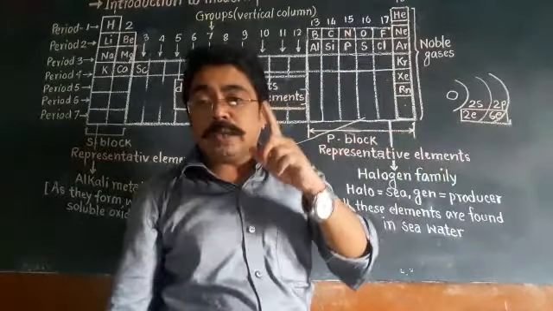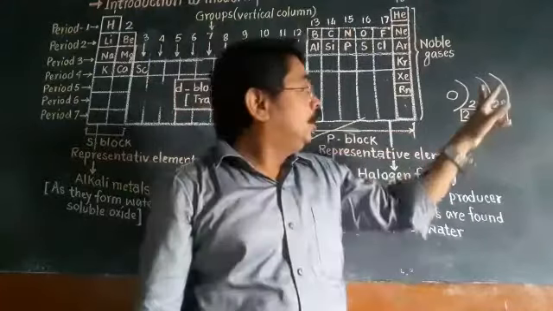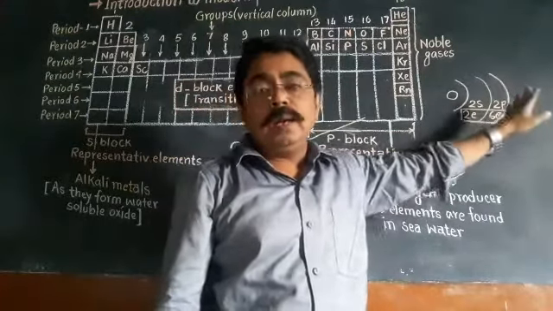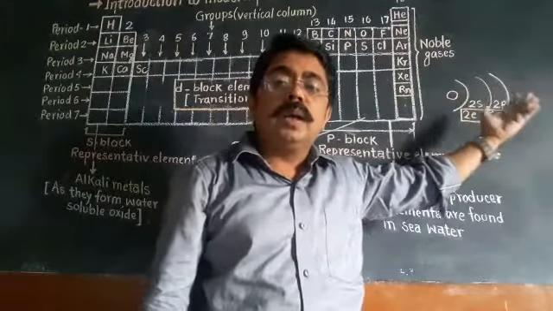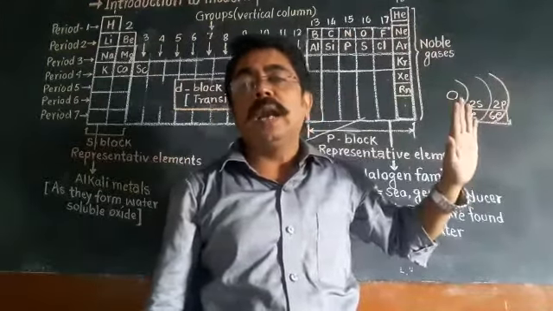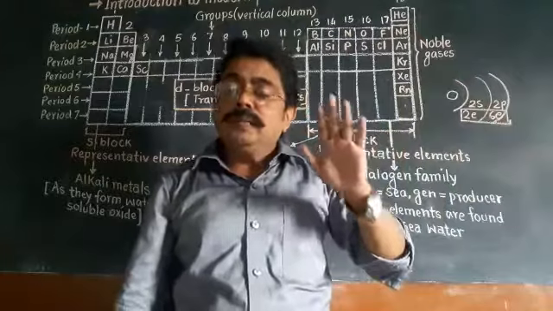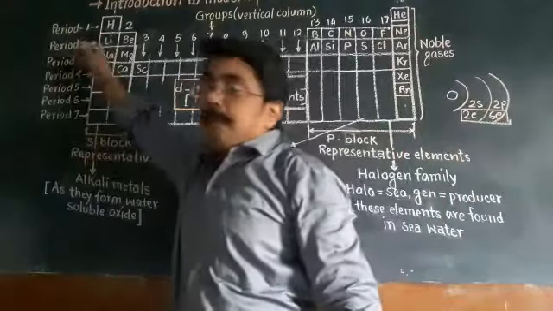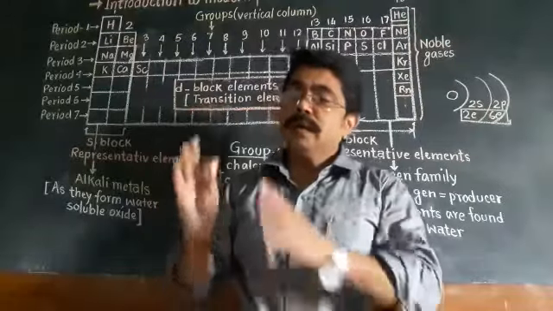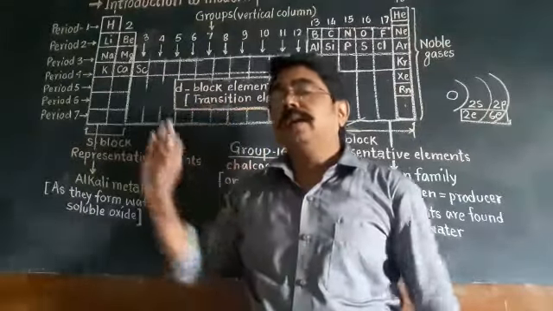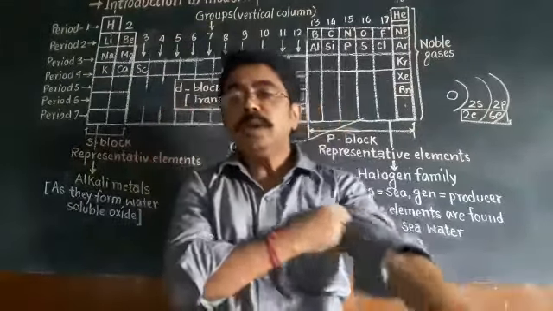Clear? Because second shell has 2 orbitals, s and p. S orbital can contain 2 electrons, p orbital can contain 6. So a total of 8 electrons can be filled in second period. In this way, these elements are filled in the different periods.